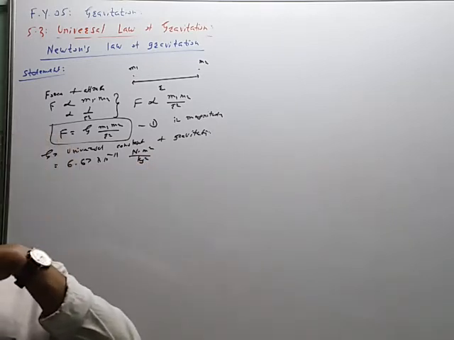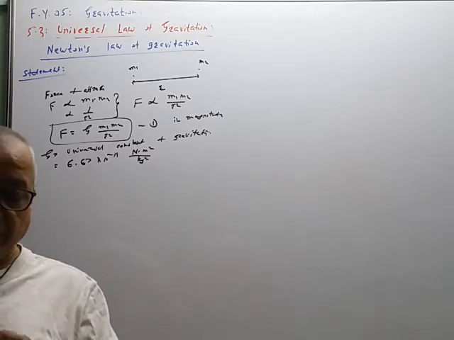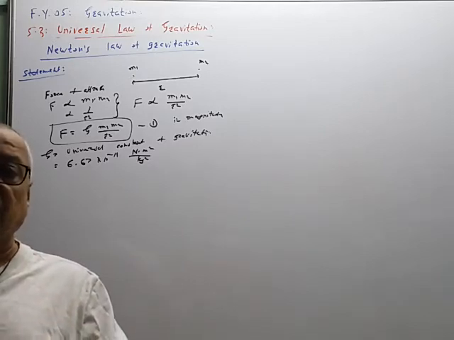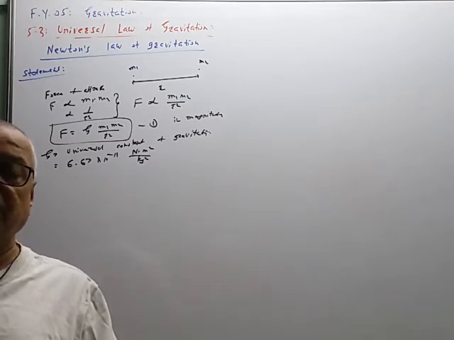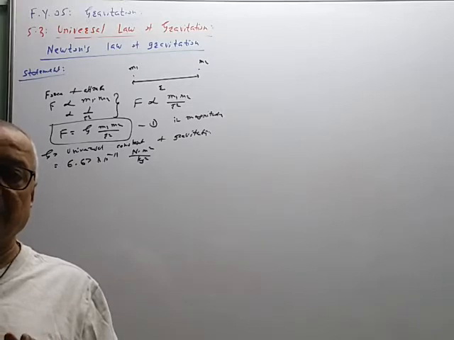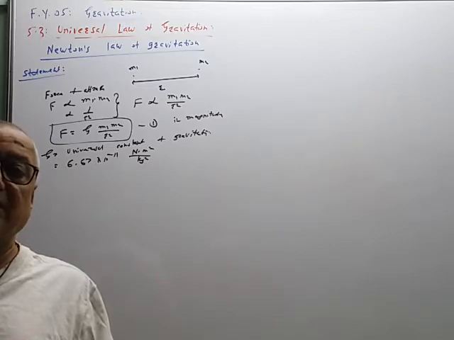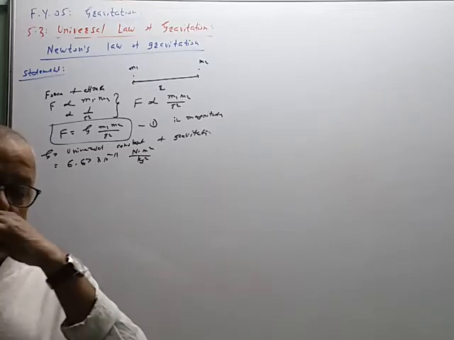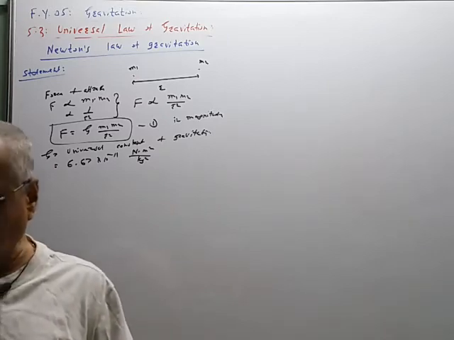Why is it called a universal constant? The reason we already know. It is independent of the medium. It is independent of the distance between the two objects. It is independent of the masses of the two objects. So whether the two masses are very microscopic bodies like electrons or very macroscopic bodies like the sun, earth, etc., G remains the same. So it is called a universal constant.